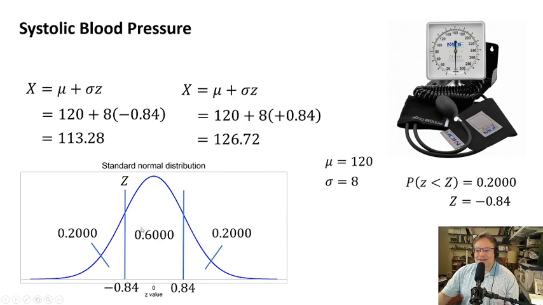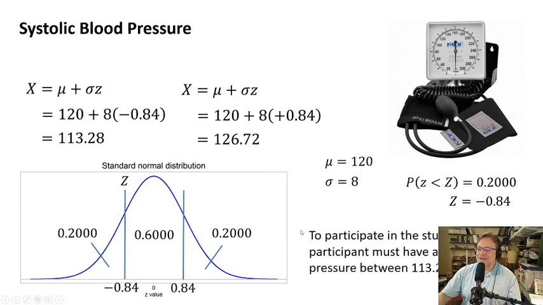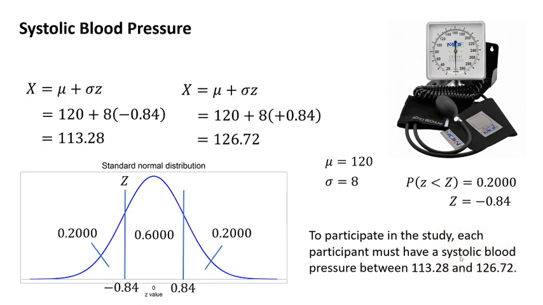That's our 60% distribution right in here, the interval between this threshold and this threshold. So 113.28 to 126.72 is going to comprise 60% of the population. So to participate in the study, each participant must have a systolic blood pressure between these two values here.